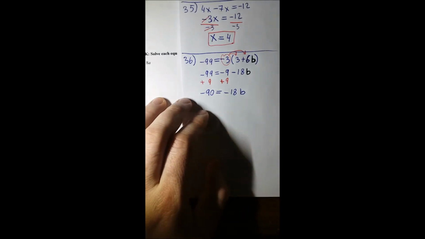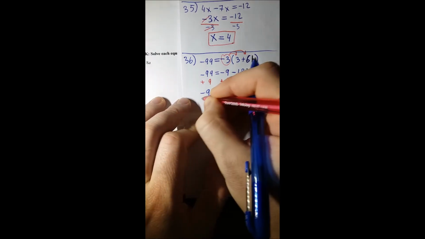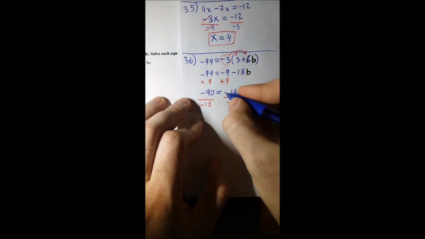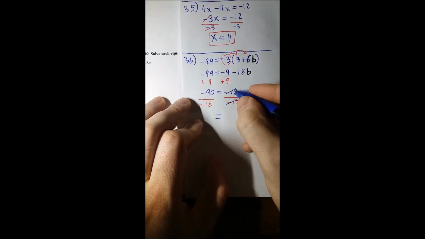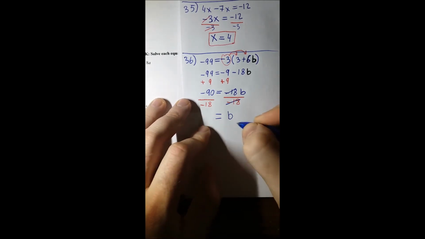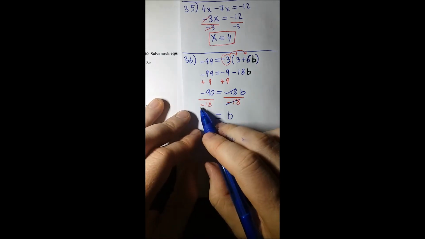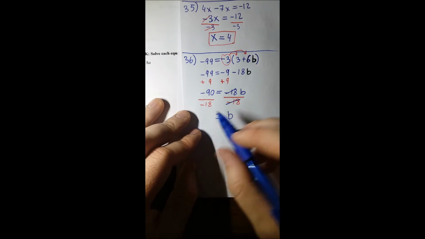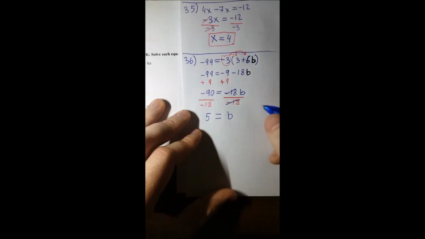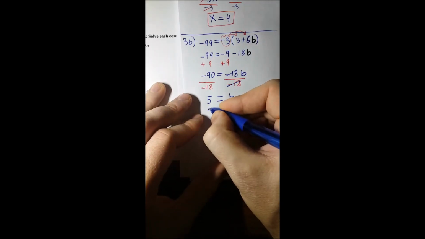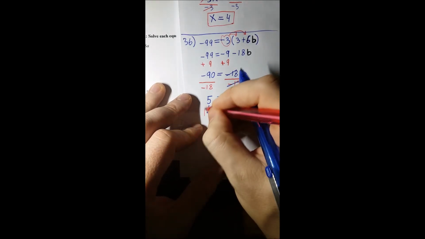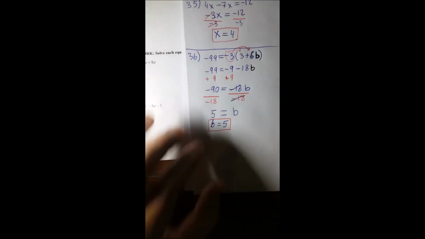Okay, and now what you gotta do is divide both sides by negative 18. Very simple. Divide those by negative 18. Negative 18 and negative 18 cancel on the right side, leaving just b. Now, negative 90 divided by negative 18, negative divided by a negative is a positive, and 90 divided by 18 is 5. So b equals 5, or 5 equals b rather, or b equals 5. That's how we want to write down our answer. Box your answer and you are done.